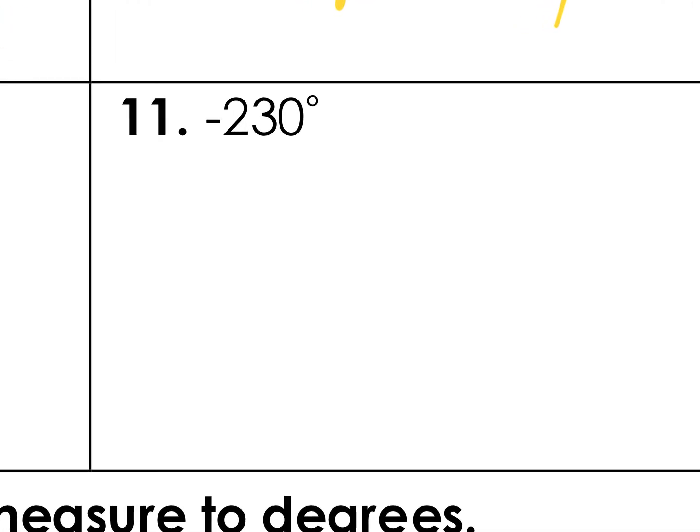So take negative 230 and multiply it by pi over 180 degrees to get the degrees. Negative 230 pi over 180.